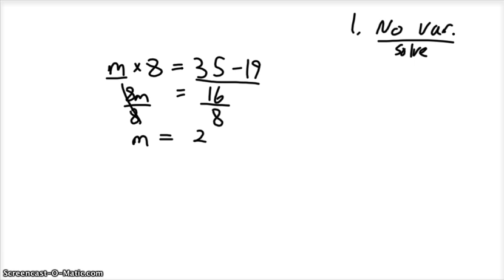Now we can just say, all right, let's figure out, is this really true? Does m really equal 2? We can plug it in. So let's plug in 2 for m: 2 times 8 equals 35 minus 19. I know that 2 times 8 is 16, and we already solved that 35 minus 19 is 16. So that is correct. 2 is a correct answer for m. 3 would not work. 1 would not work, but 2 works. Okay? One more problem.